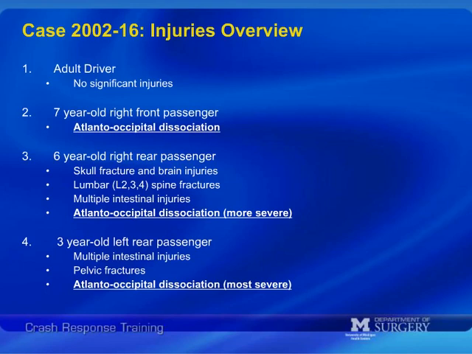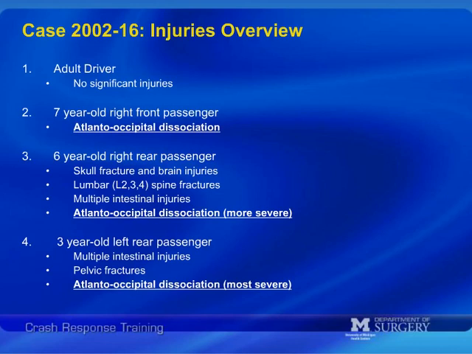So to summarize, in this crash, the adult driver had no significant injuries. The 7-year-old right front passenger had an atlanto-occipital dissociation, which was very mild. The 6-year-old right rear passenger had skull fractures and brain injuries, lumbar spine fractures, and multiple intestinal injuries. And on top of that, had a slightly more severe atlanto-occipital dissociation, which required operative fixation and a halo for many months. The 3-year-old had, again, intestinal injuries and pelvic fractures from the lap belt, and this youngest child had the most severe atlanto-occipital dissociation.